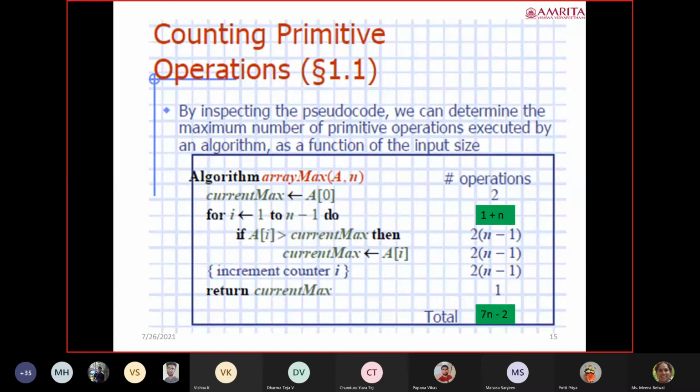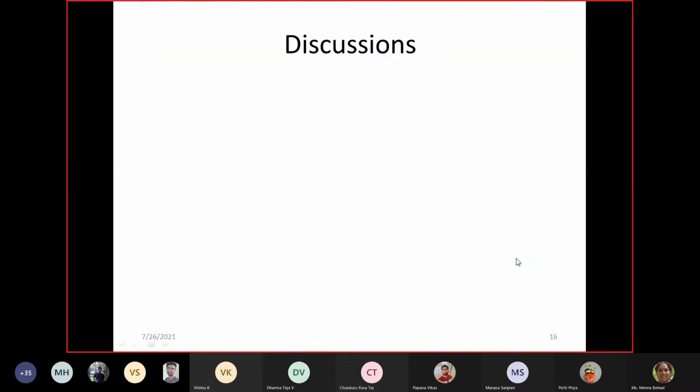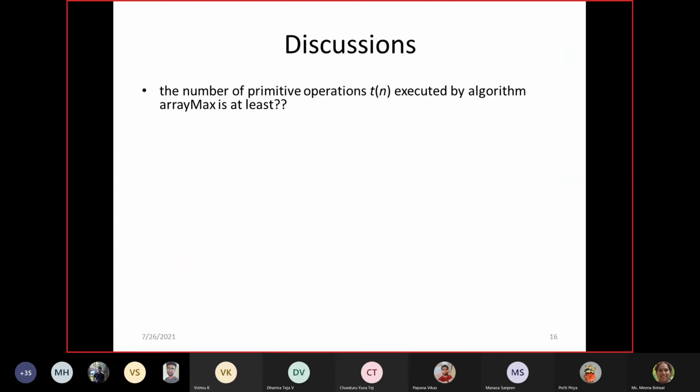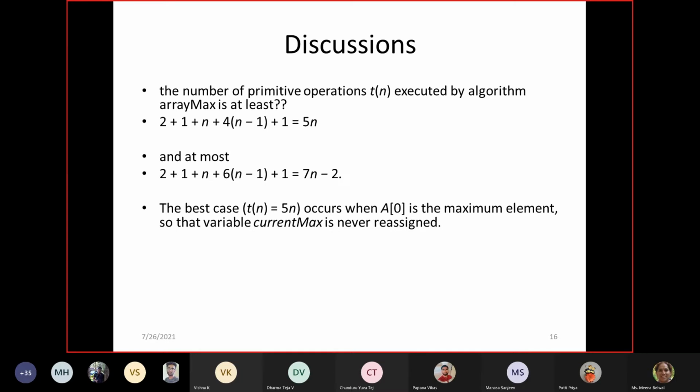Though you already know that we finally do not count these basic operations, if someone asks me to count the basic operations, I must know how to count them. So the number of primitive operations executed by algorithm arrayMax is at least 5n, which is what you calculated just now, right? And at most, it is going to be 7n minus 2. So the best case is T(n) equal to 5n. That occurs when A0 is the maximum element, so that the variable current max is never reassigned. Not necessarily that the array is given in decreasing order; the best case is when A0 is the maximum element. Once A0 is maximum, you never have that operation where you update the value of current max with one of the values of A i.